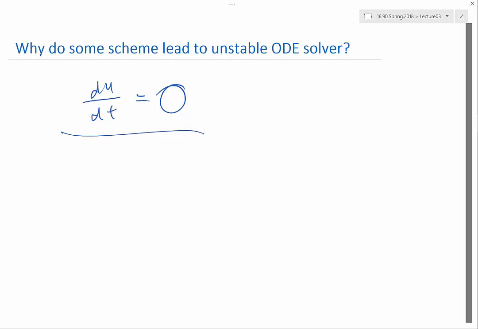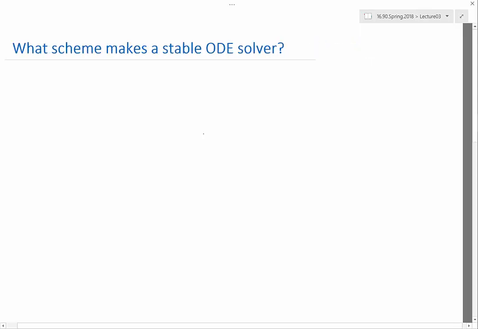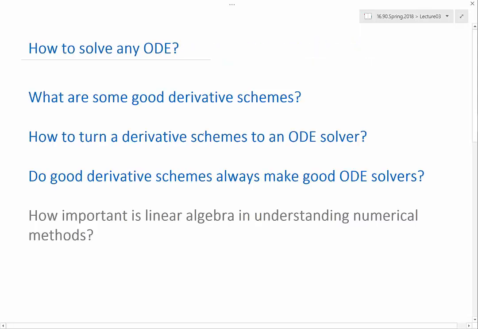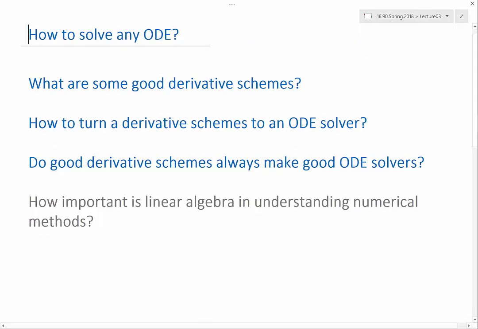All right. So getting back to how to solve any ODEs. What are some good derivative schemes? Now you know all the tricks to derive good derivative schemes. And you also know how to turn a derivative scheme into an ODE solver, right? Just figure out the latest time point and treat that as an unknown, and all the others are known, including the derivative, because you have an ODE. You can always plug the ODE into the derivative.